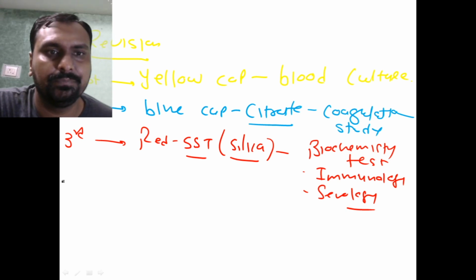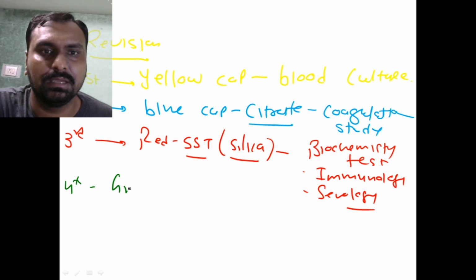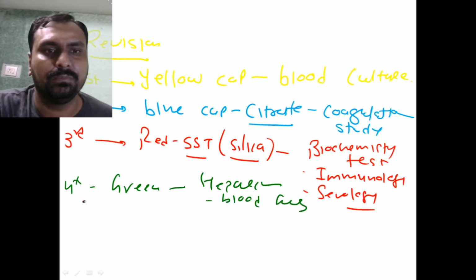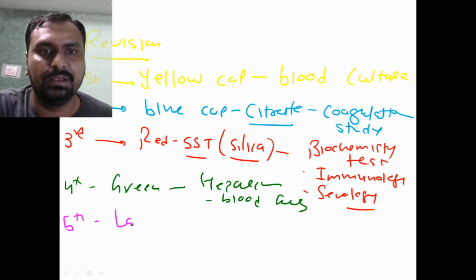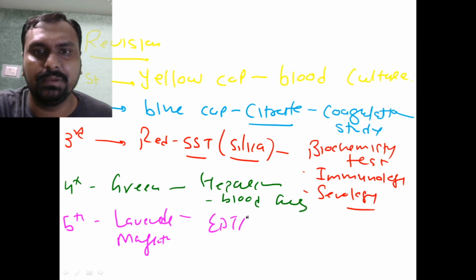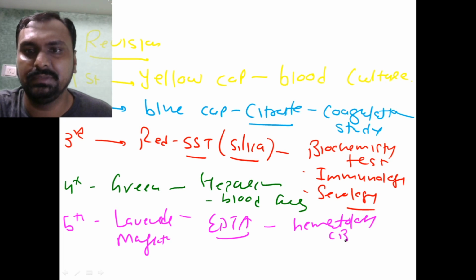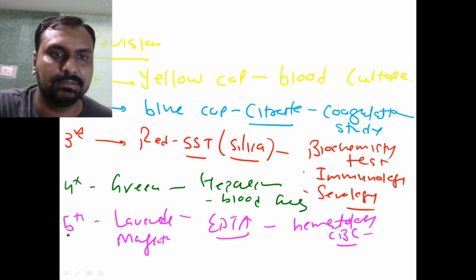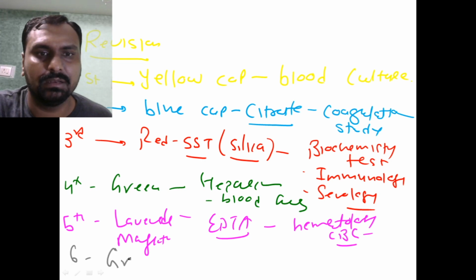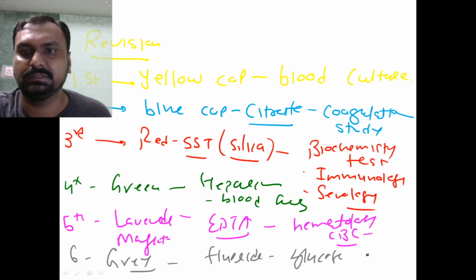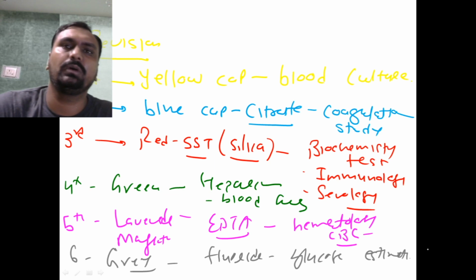And fourth is heparin, the green color cap. It is heparin and mainly used for the blood gases. Okay. Then fifth is lavender color or magenta color. It is EDTA, ethylene diamine tetraacetate, and it is used for the hematological test like CBC, complete blood count. Then sixth is the gray color cap, that is called the fluoride vacutainer and is used for the glucose estimation. So this is the order of draw as per CLSI.